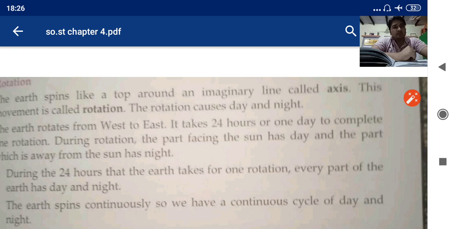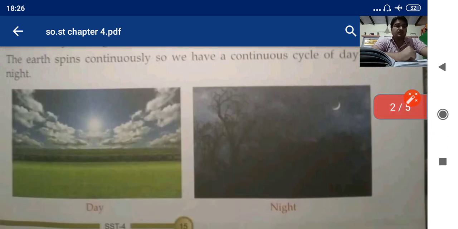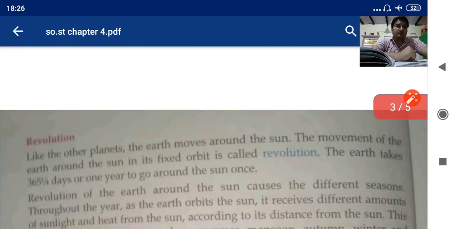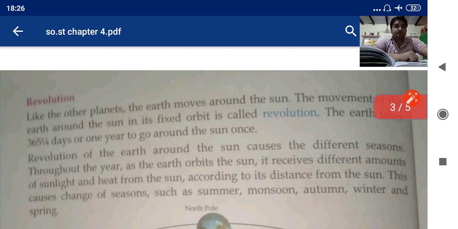The same thing happens during the rotation. The earth spins continuously, so we have a continuous cycle of day and night. Hope it is understood. You can see in the figure how day and night is shown. The second part, it is showing to you revolution.